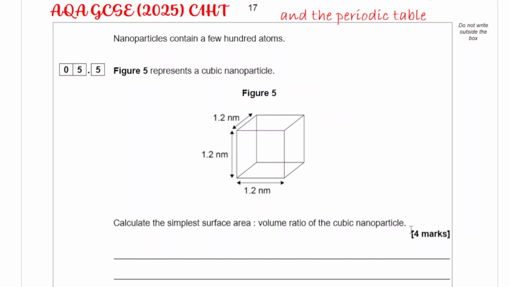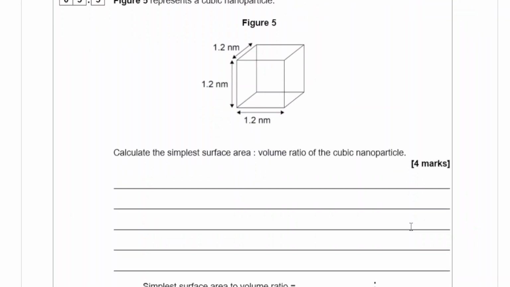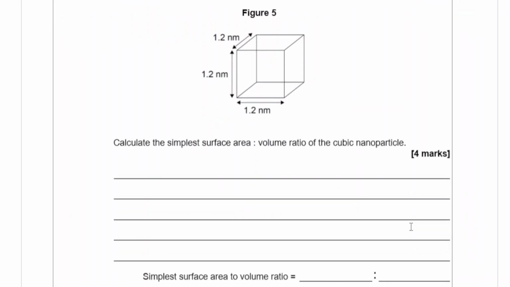Nanoparticles contain few hundred atoms. Figure 5 represents a cubic nanoparticle. So it's 1.2 nanometers, the length, width, and the height. Calculate the simplest surface area to volume ratio of the nanoparticle. So we can keep them in nanometers. So surface area, each side is 1.2 times 1.2, and there's 6 sides, so multiply that by 6.